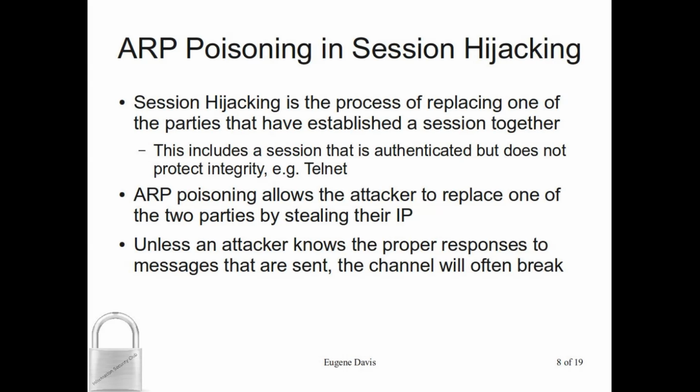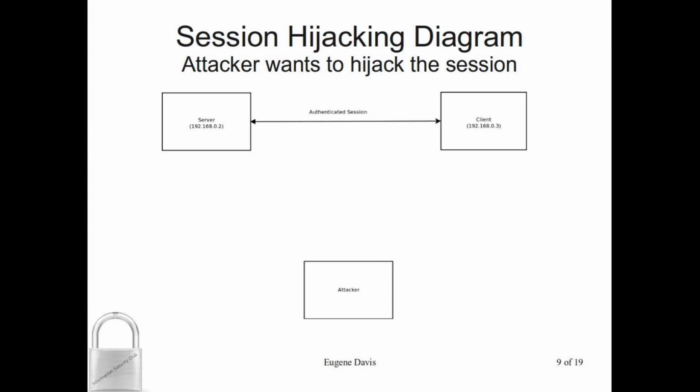So anyway, ARP poisoning allows session hijacking to happen because the attacker is able to just flat out replace one of those two parties. It changes the MAC address associated with the IP address, so it starts receiving all the traffic. And of course, it can send traffic like that, but you could spoof that anyway. Unless an attacker knows the proper responses to the messages that are sent, obviously the channel is probably going to break.